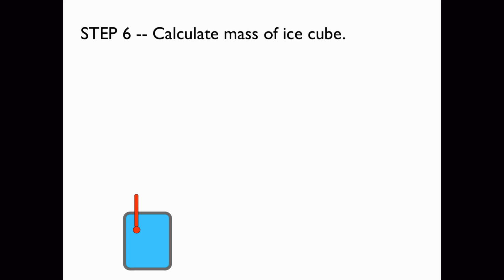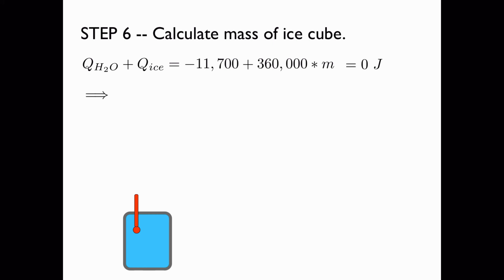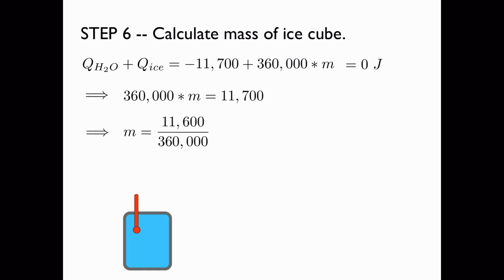Now we can calculate the mass of the ice cube. We do this by assuming that the net heat loss is 0. So we have the heat loss of water and the heat increased by the ice, and we set that equal to 0. And this implies, after we add 11,700 to both sides, that 360,000 times m is equal to 11,700. Which implies if we divide both sides by that factor, that the mass is 0.032 kilograms or 32 grams.